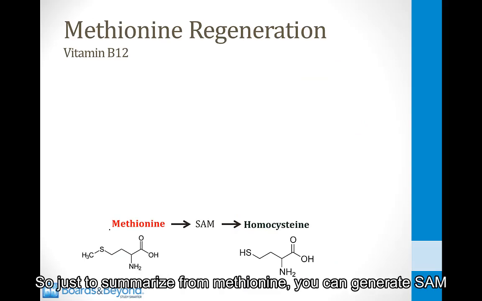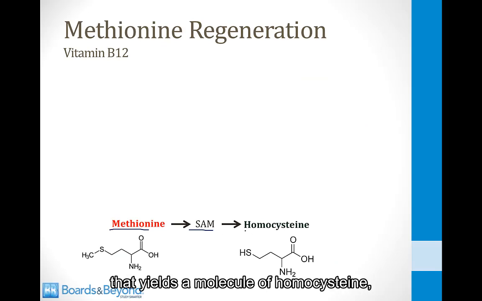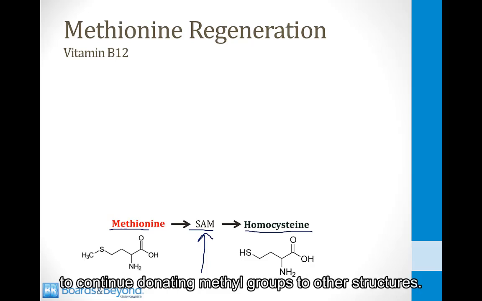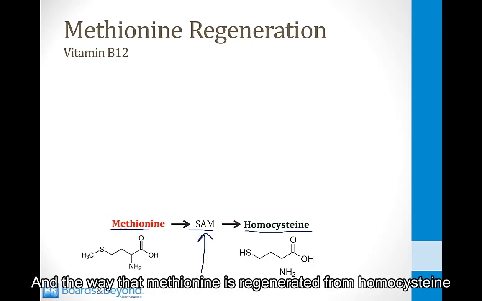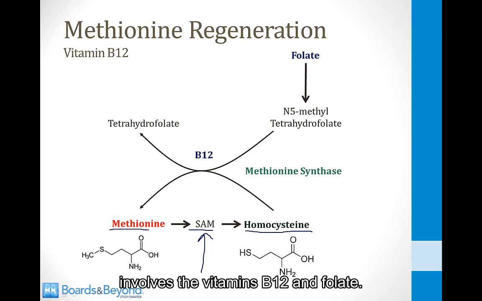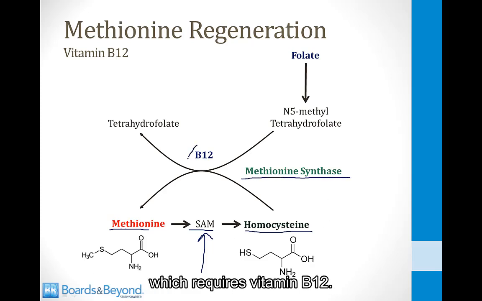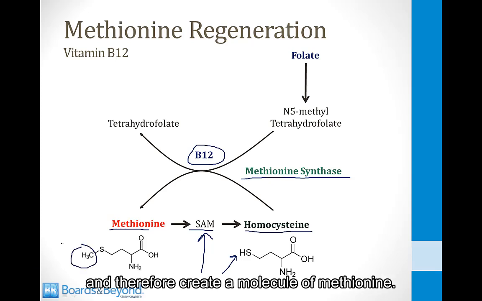So just to summarize, from methionine you can generate SAM, and when SAM donates a methyl group, that yields a molecule of homocysteine. So you need to regenerate methionine in order to have a ready pool of SAM available to continue donating methyl groups to other structures. And the way that methionine is regenerated from homocysteine involves the vitamins B12 and folate. There is an enzyme called methionine synthase which requires vitamin B12, and it will add a methyl group to this sulfur on homocysteine and therefore create a molecule of methionine.